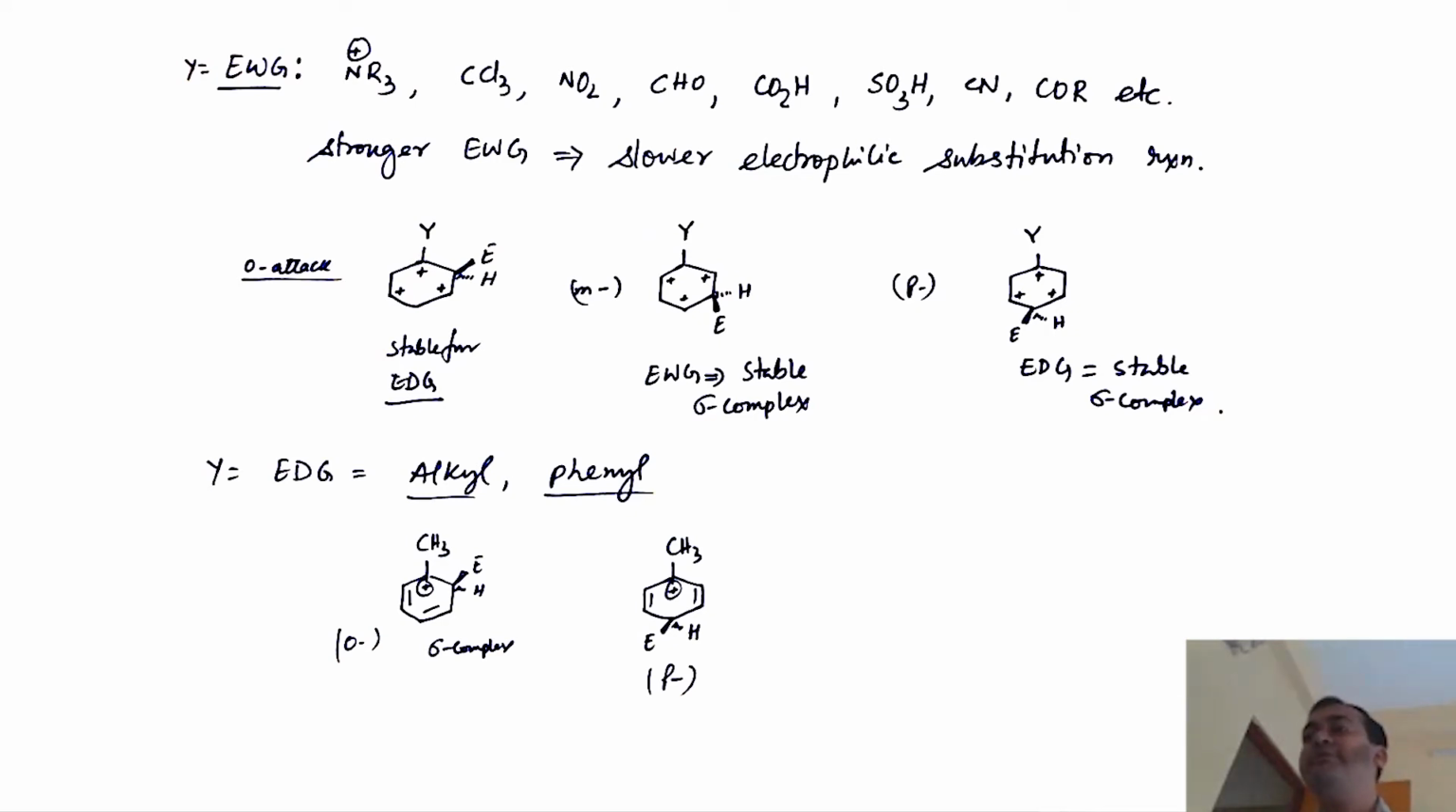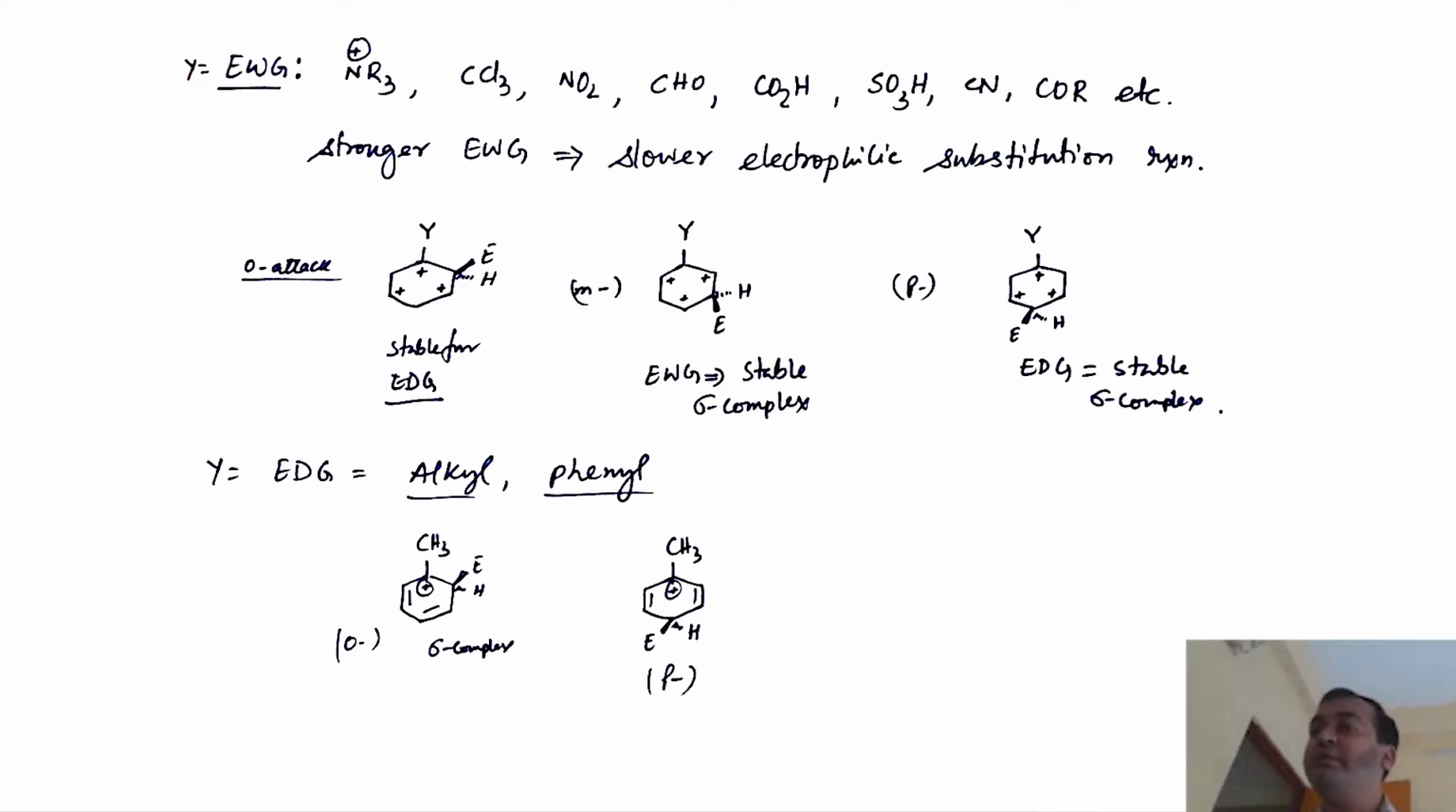And compared with benzene, if the reaction rate is faster than benzene, that means the phenyl is giving the plus I, plus R effect, right? Means it is enriching the electron. And if the reaction rate is slower than benzene, then it is definitely electron withdrawing.